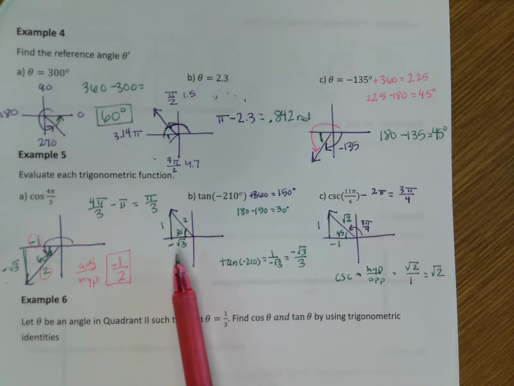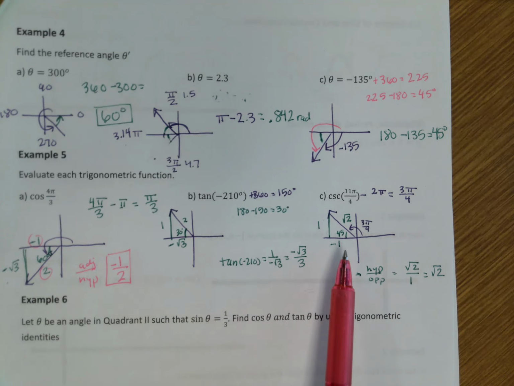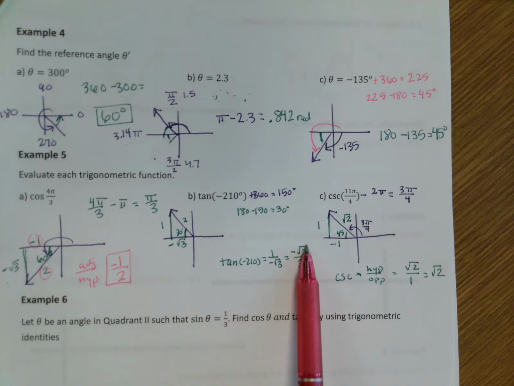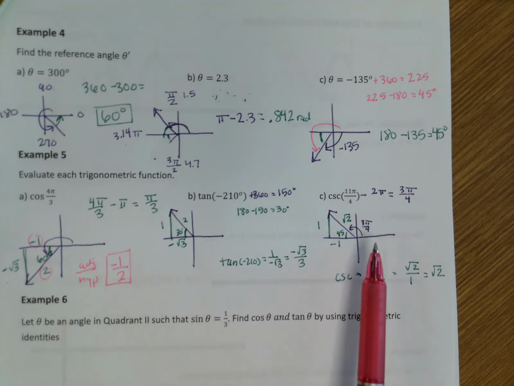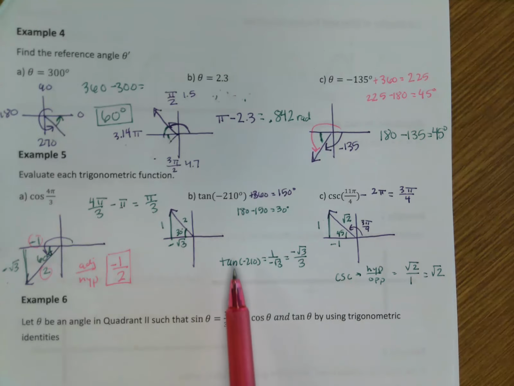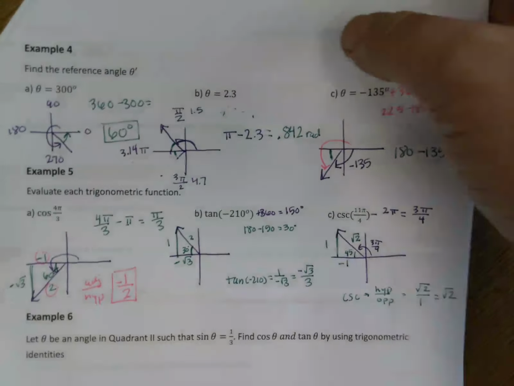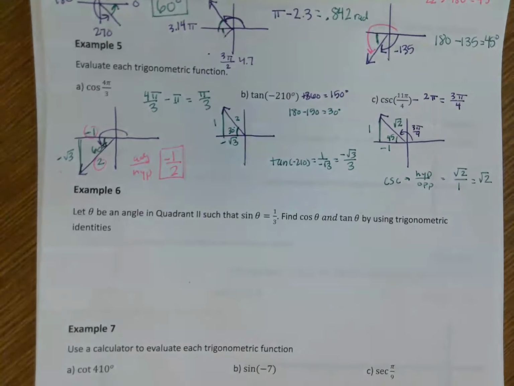And I do expect to see some triangle written. So if you're using your unit circle, you can do that to verify your answer. But I should see a unit circle drawn with your reference angle, so I know that you know where these numbers are coming from. Okay, two more examples left.